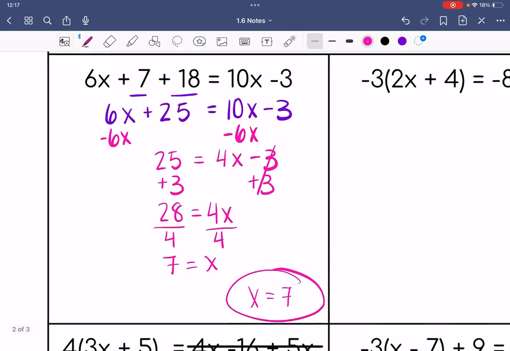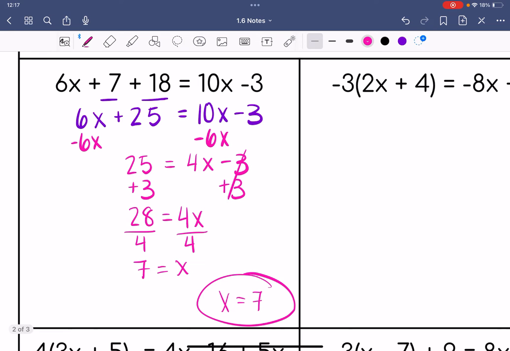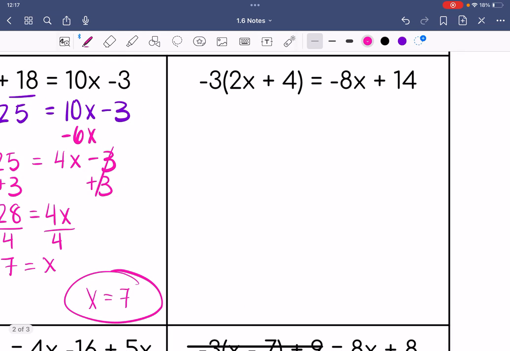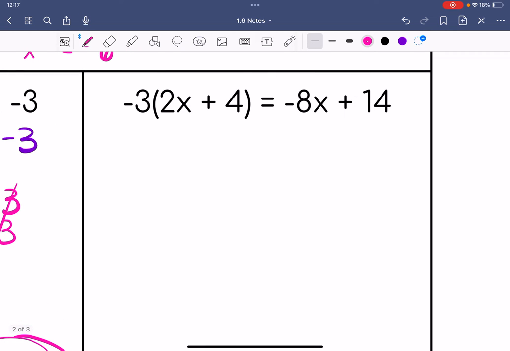Okay. Moving over to our next problem. So we just saw when we had a like term we needed to combine. Now we have some distributing that needs to happen. So on this next problem, we're going to start by distributing this -3. So I've got a -3 here. We're going to distribute to that 2x. -3 times 2 is -6x. And then -3 times 4 is -12.